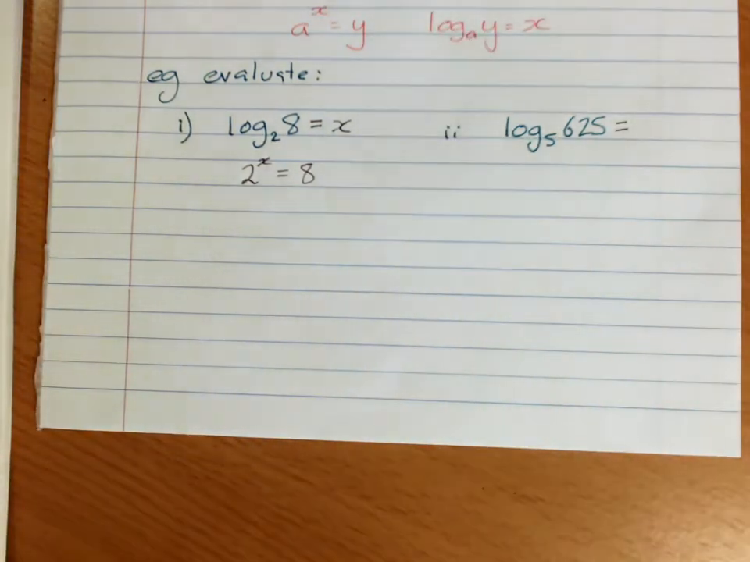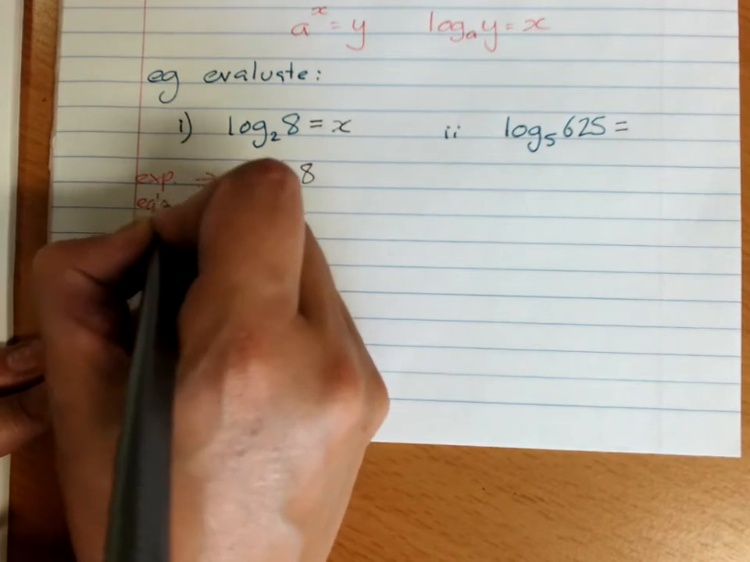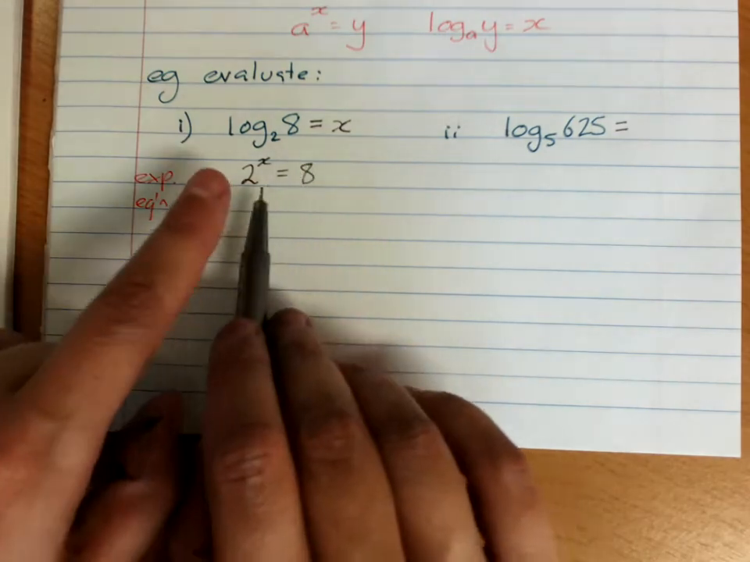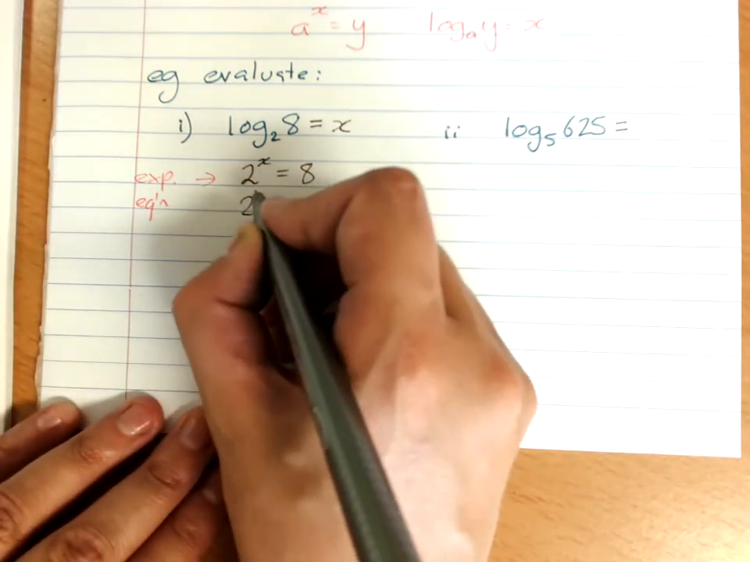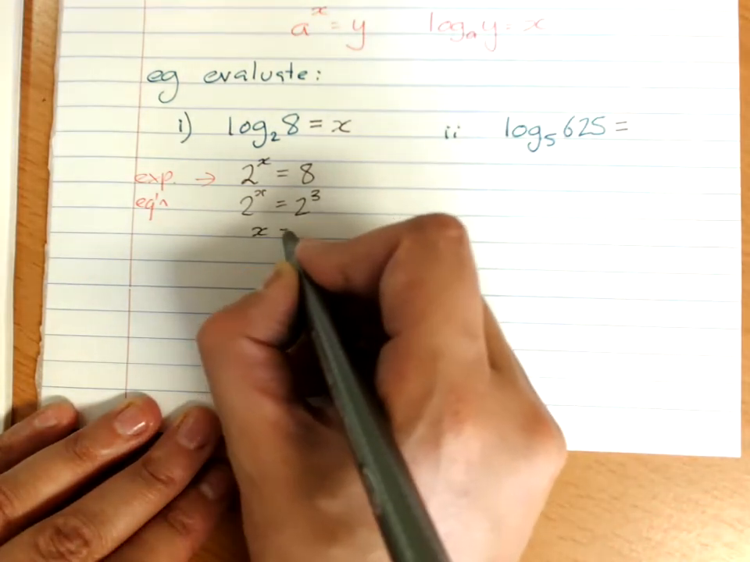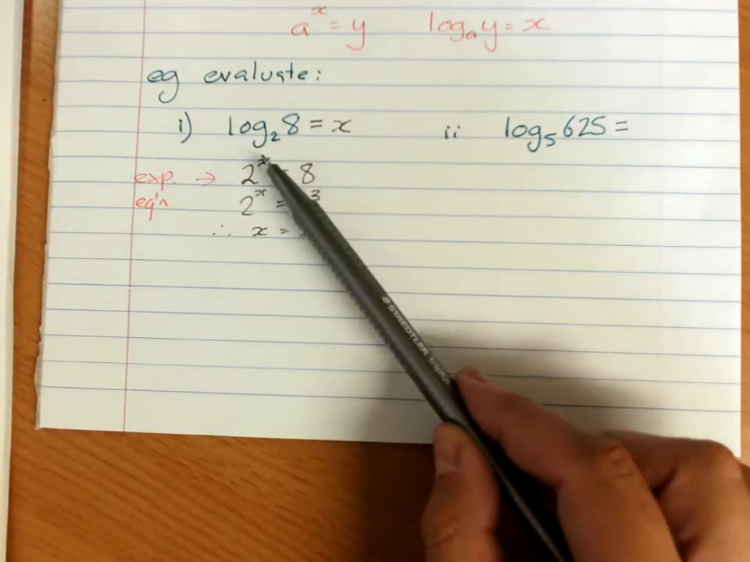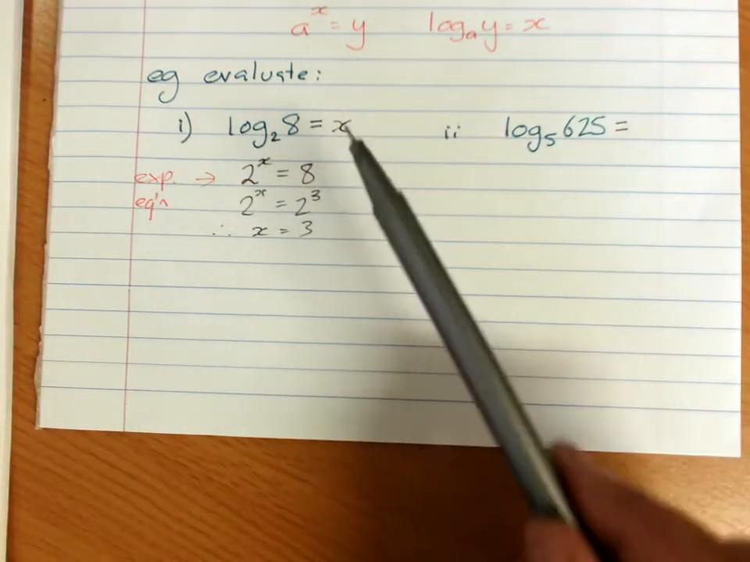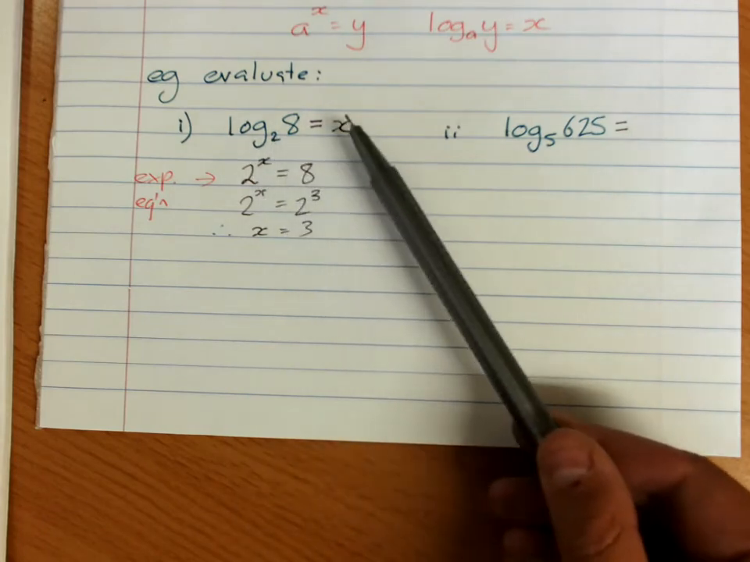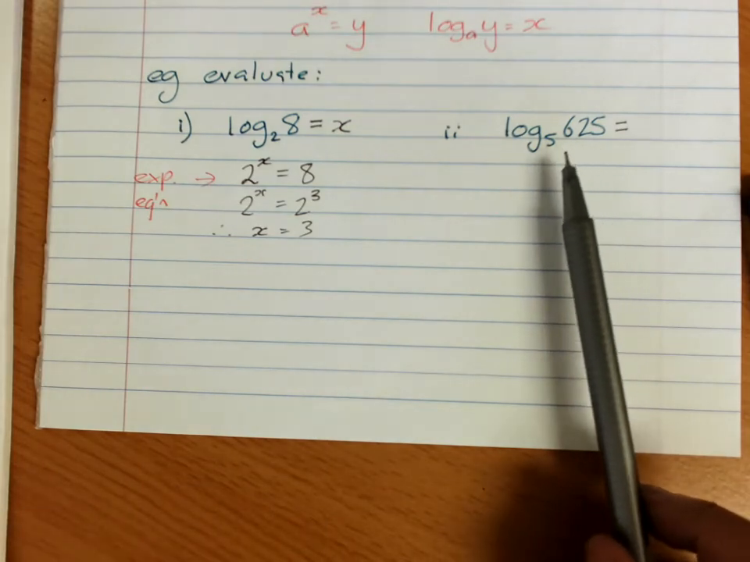Now, I've got an exponential equation. And we know how to solve exponential equations. Represent both sides to the same base. 2 to the x, 8 is 2 to the power 3, so x is 3. So your answer for log of 8 to the base 2 is 3. What power of 2 gets me 8? It's 3. So you could probably answer this one off the top of your head.